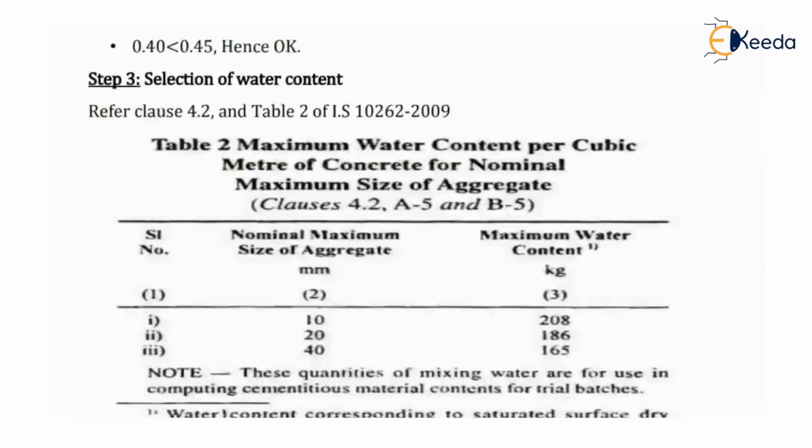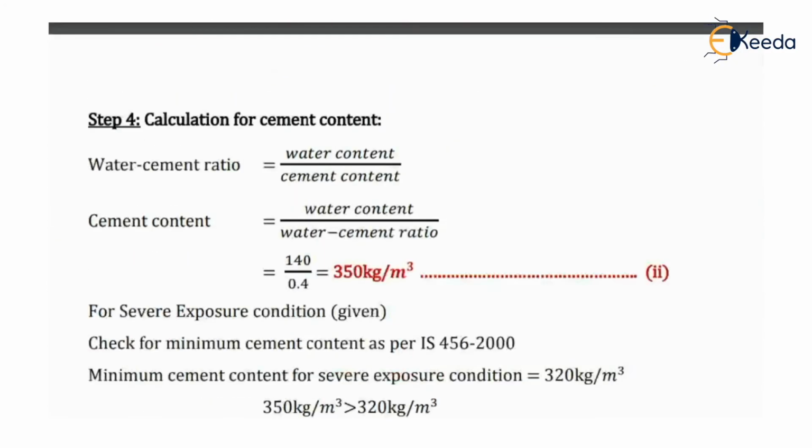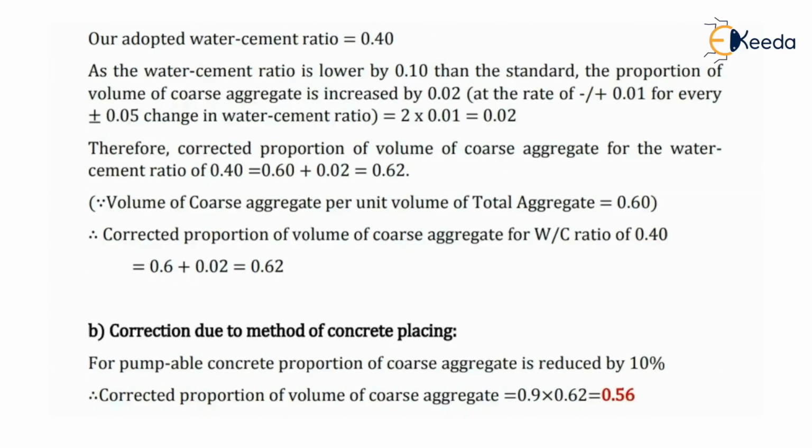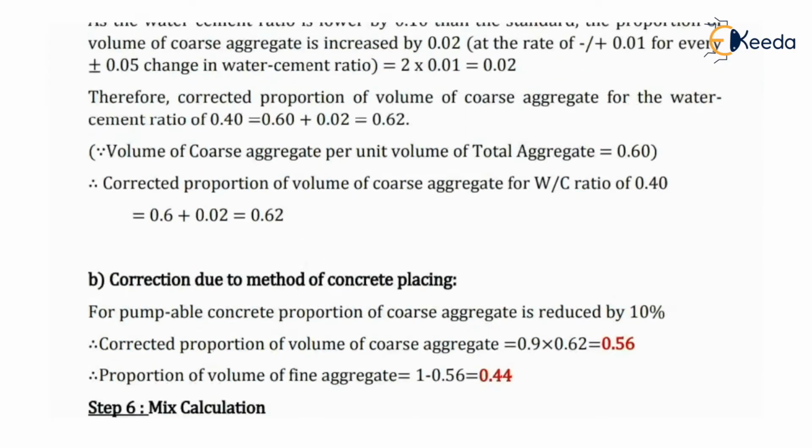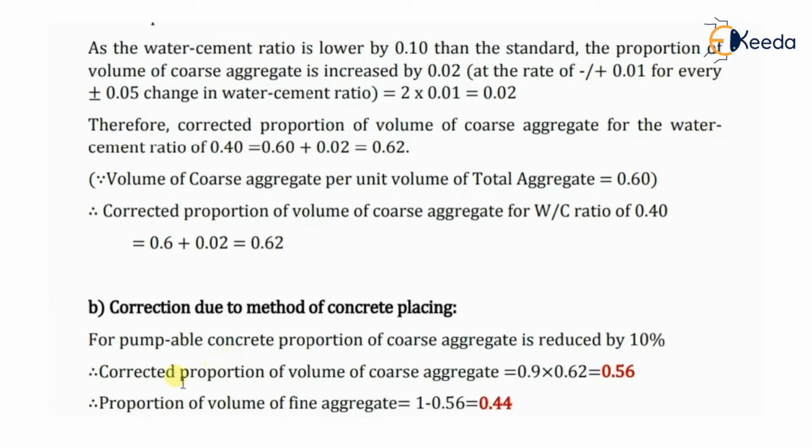So for pumpable concrete, what do we have to do? We have to make a correction for the method of concrete placing. For pumpable concrete, we have to reduce it by 10%. So the corrected proportion of volume of coarse aggregate will be reduced by 10%, that is, I will multiply by 0.9. So 0.9 into 0.62 comes as 0.56. So that is the volume of coarse aggregate.